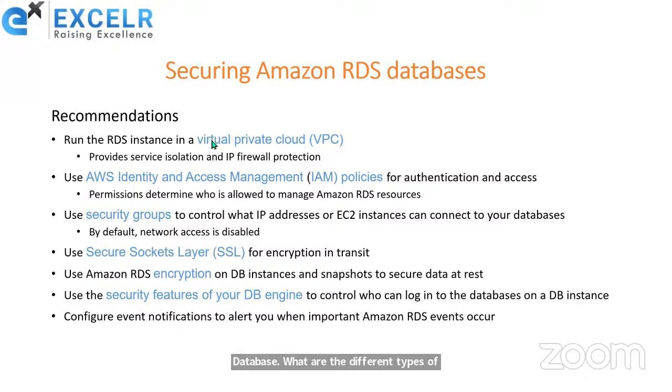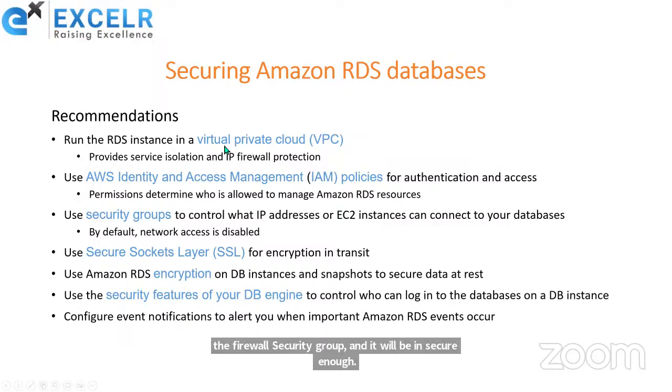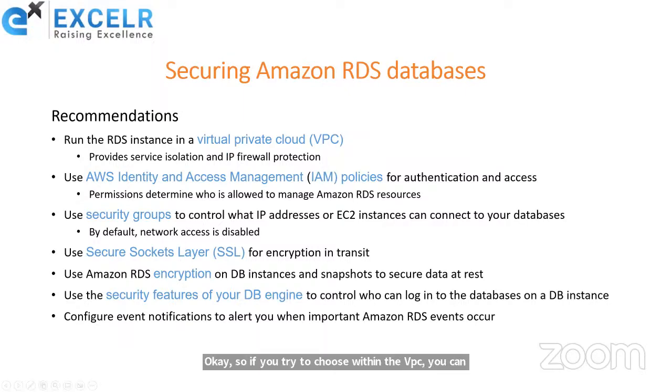Run the RDS instance in a virtual private cloud so that you have protection with firewall security groups and it will be secure enough. So if you choose to run within the VPC, you can restrict who can access and what kind of access you provide. As simple as that.